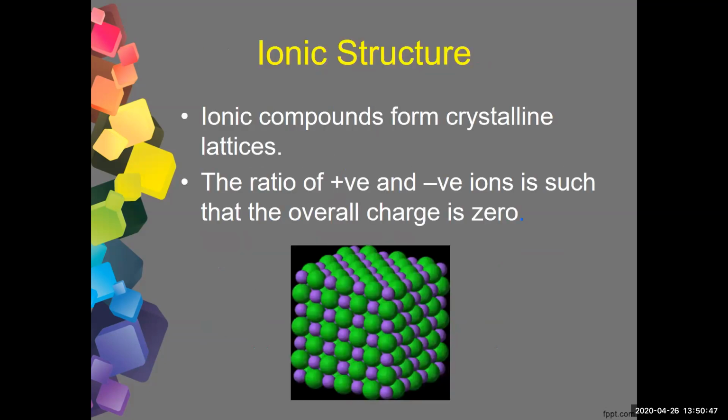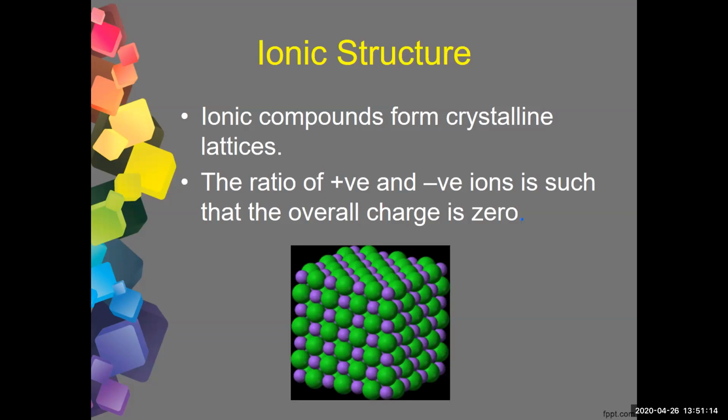So ionic structure. If you're asked to describe the structure of an ionic compound, what do you say? Well, first of all, that they form crystalline lattices. A lattice is a continuous 3-dimensional arrangement. And you can see in the picture there, that is a depiction of sodium chloride. The sodiums are the purple ones and the chlorides are the green ones. And you can see that they exist in this continuous 3-dimensional structure.